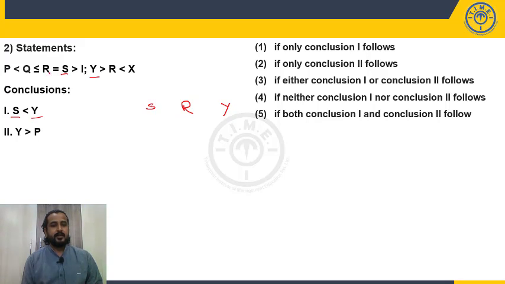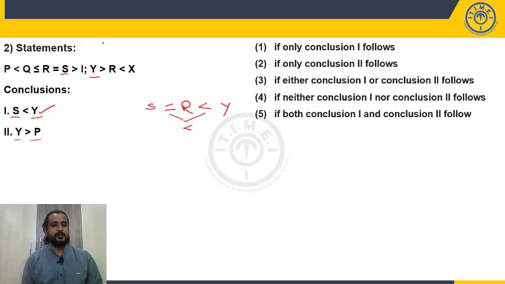Now what is the relation that we have between S and R? R equal to S, which implies S equal to R. Now what is the relation that I have between R and Y? Y greater than R, which is nothing but R less than Y. So what is the relation that I have between S and Y? Equal to and less than leads to less than. So S less than Y. So 1 follows.